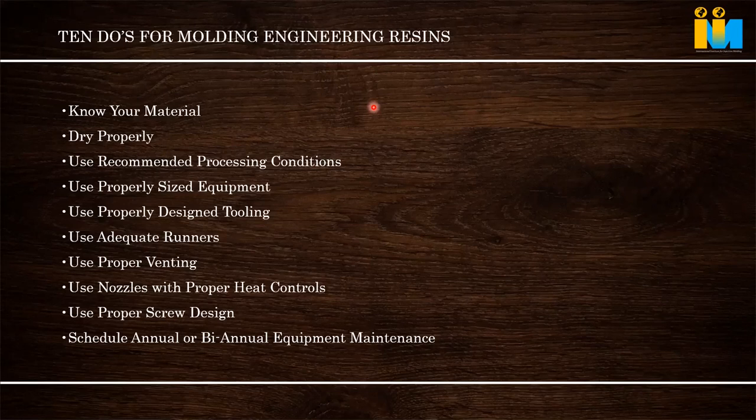And use proper design tool. Tool design means cooling, gating, feed system, ejection system, all these things have to be properly done. Use adequate runners. Oversized runners reduce pressure drop, but small runners reduce pressure heavily. Oversized runners increase cooling time and also cause wastage.